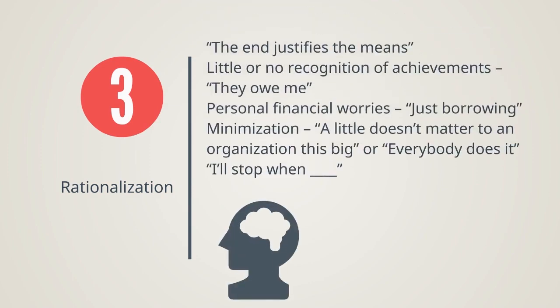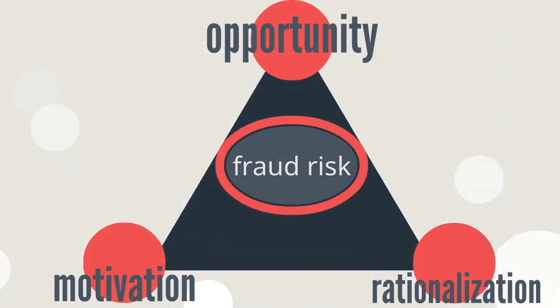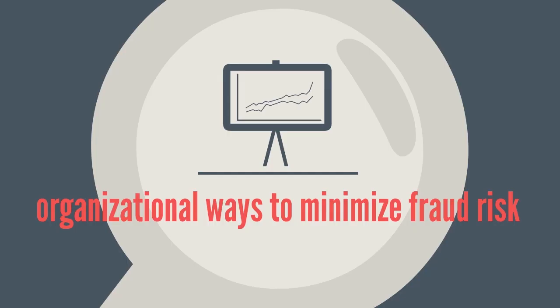Fraudsters may rationalize their behavior with the end justifies the means. They may get little or no recognition of achievements and think they owe me, have personal financial worries and they're just borrowing it. The minimization of the fraud: a little doesn't matter to an organization this big, or everybody does it, or they may think, I'll stop when. Opportunity, motivation, and rationalization work together to create a trifecta of fraud risk.